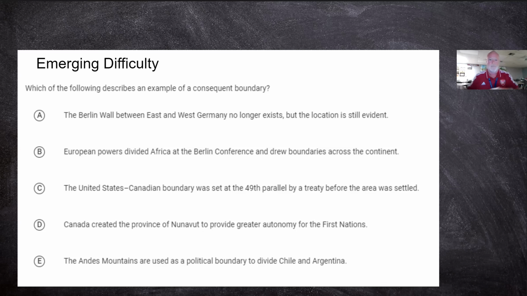Canada created Nunavut because they wanted to give greater autonomy to the first Americans who lived in that part of Canada. And then, of course, you've got your distractor at E. The Andes Mountains are a political boundary because they are physically dividing the Andes Mountains, separating those two territories. So again, this is a very straightforward question for a student who's rock solid with the vocab and can easily see, even though those vocab words don't necessarily exist on the page, they're pretty apparent if you're prepared and if you know the vocabulary. Next slide, please.